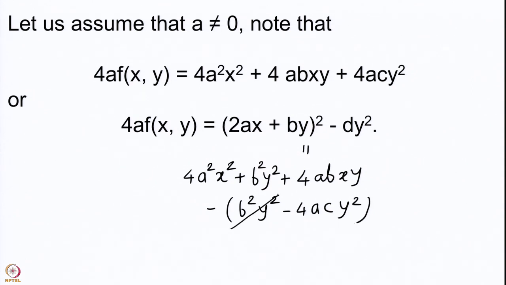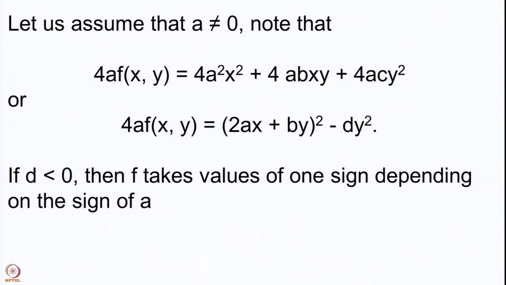So, this b square y square and b square y square gets cancelled, and indeed we get 4a square x square plus 4abxy, minus minus will become plus, so 4ac y square. So, we have written our form multiplied by 4a, but 4a times the value is a square minus d times a square.